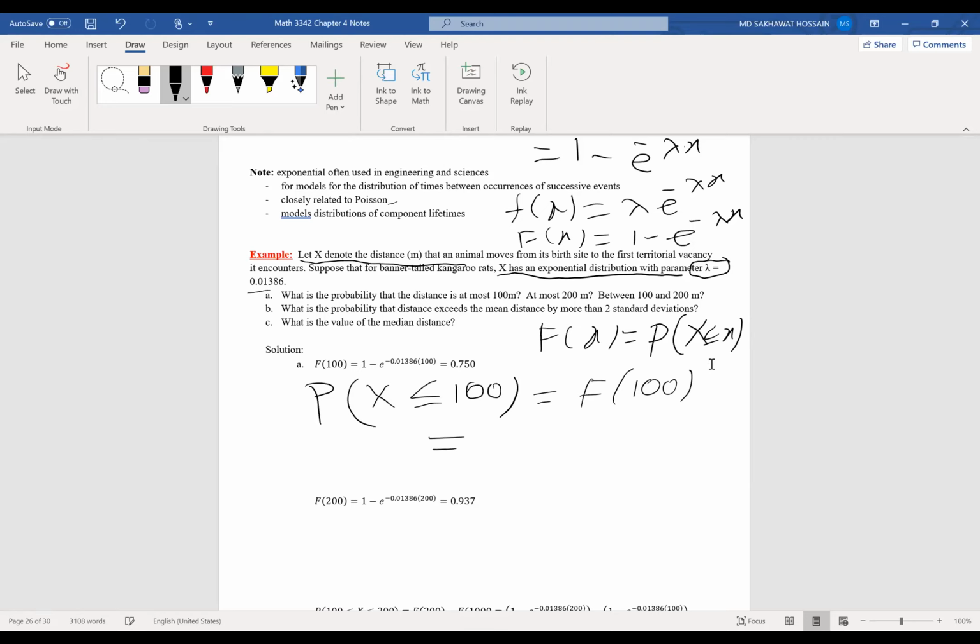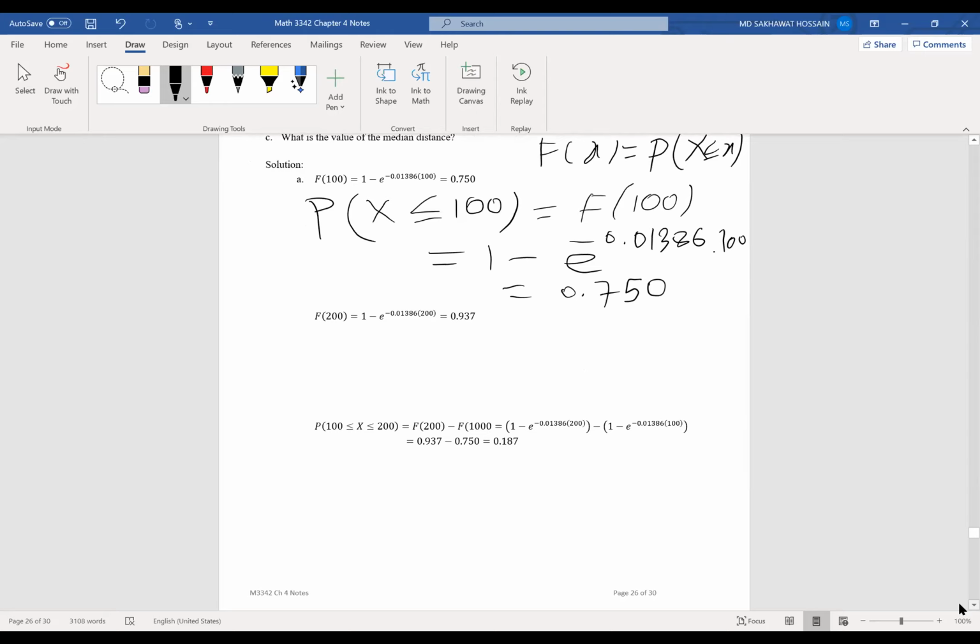Now we plug in. The lambda is 0.01386, and the CDF function is 1 minus e to the power minus lambda x. So we plug in the values of lambda and x: minus 0.01386 times 100. If you simplify this, you will get the probability 0.750. So the probability is 0.75.